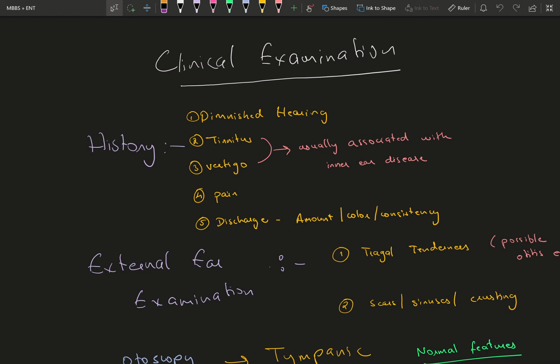This video will be covering all the various tips and tricks which you need to focus on while examining an ear. So first of all, starting off with the history, the most important things you need to ask in the history are if there is any history of diminished hearing. This can be due to a cause in the external ear, the middle ear or the inner ear. So it's very general and you need to ask a patient before examining him.